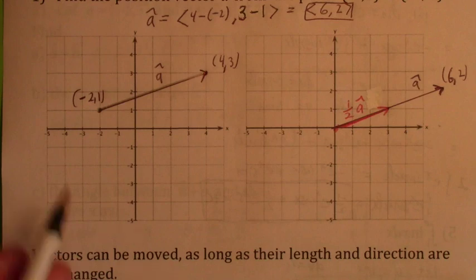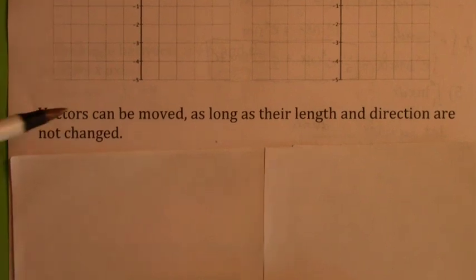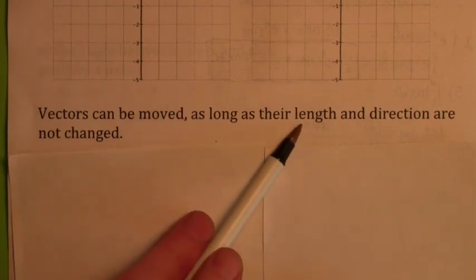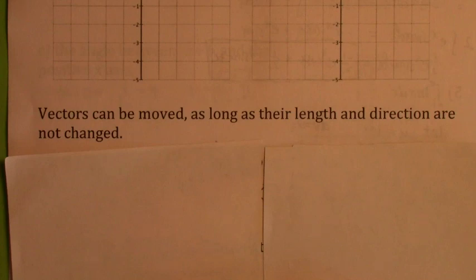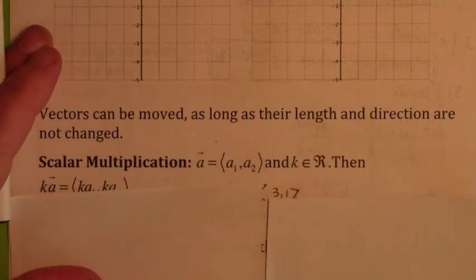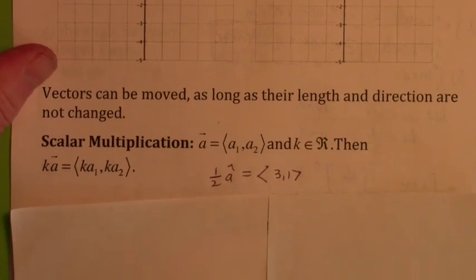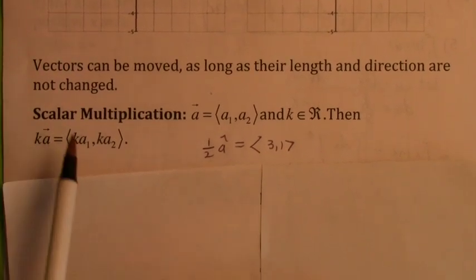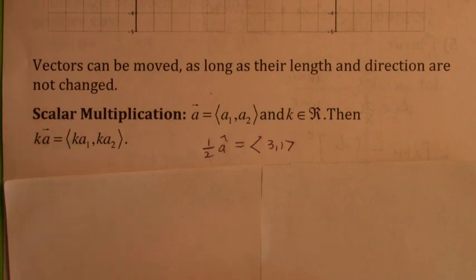Now, like I said, this is one of the key things about vectors. Vectors can be moved, and oftentimes they are, especially when you do things like add vectors. As long as you don't change their length, which is called the magnitude, and the direction, you can move them around. You can take a vector and multiply it by a real number. Real numbers we're going to call scalars. So when you see the word scalar, it just means a real number.